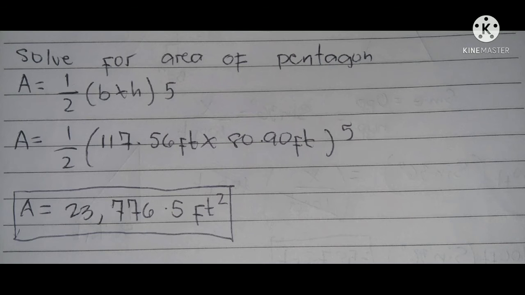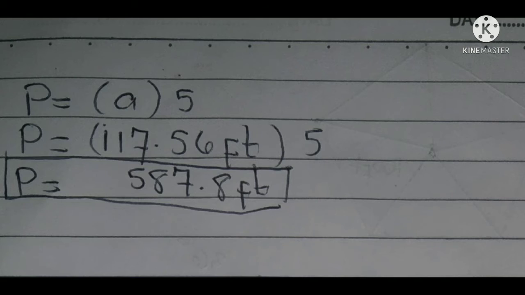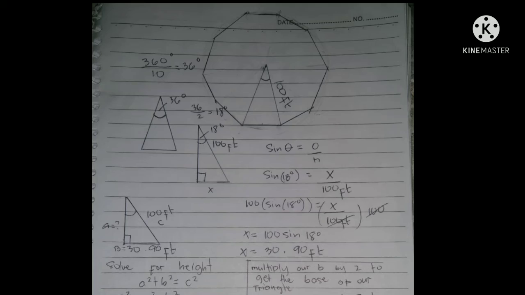So now when we calculate it, we get the area of our pentagon is equal to 23,776.5 feet squared. Now we can solve for our perimeter. So to solve, I'm going to use the formula P equals A times 5. A is the edge length or the base of our triangle, and we multiply it by 5 because our pentagon has 5 sides. So P is equal to the base of our triangle, which is 117.56 feet times 5. So we will get P equals 587.8 feet, and that is our perimeter.